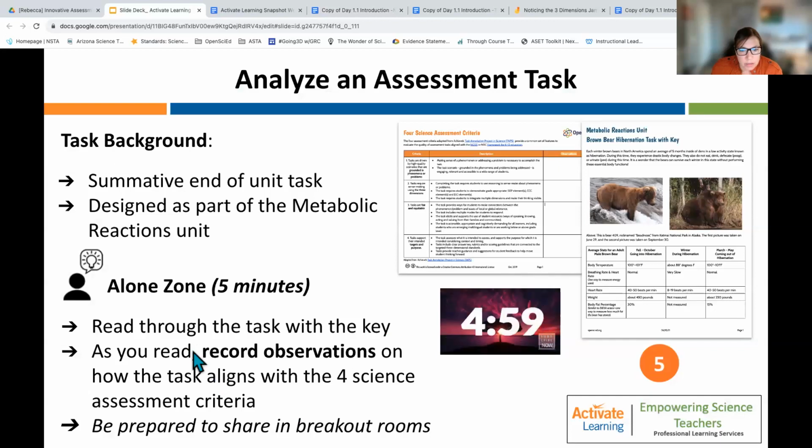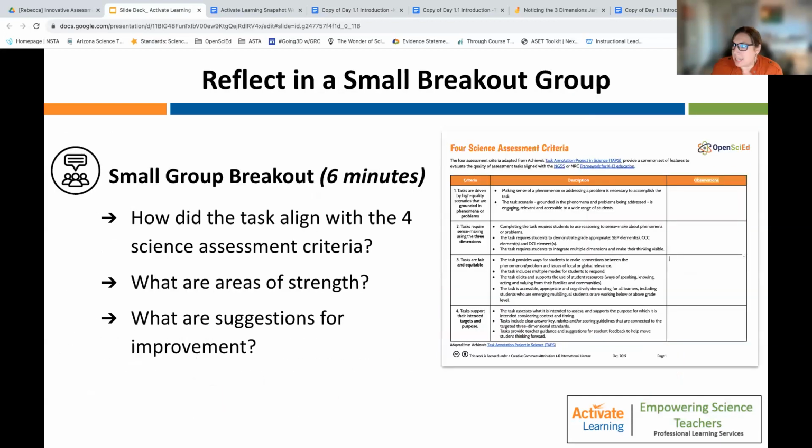And what we're going to do is move quickly into a small breakout room for 6 minutes. And it's okay if you're maybe in your car or something like that. Don't worry. It's more about talking about, did you see some evidence of this task aligning with the criteria it set out to meet? So how did it align? What were some areas of strengths? And do you have any suggestions for improvement?